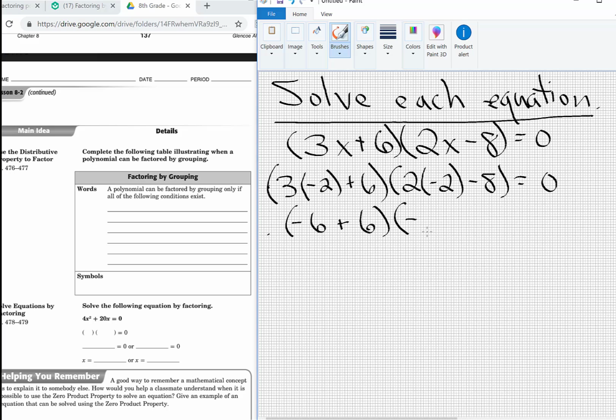Negative 4 minus 8. So I get 0 times negative 12, so 0 equals 0. So that checks out. Then you would do the same thing for the other answer we got, which was 4, and it should check out. 0 equals 0, so it's a root of the equation.